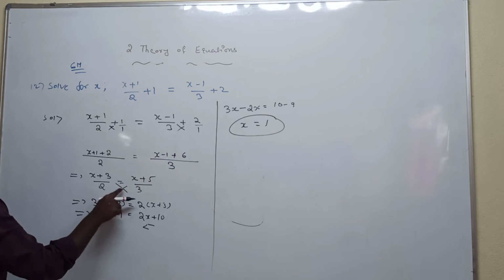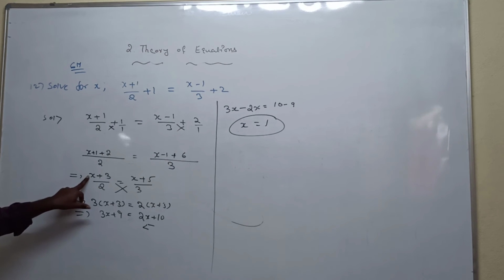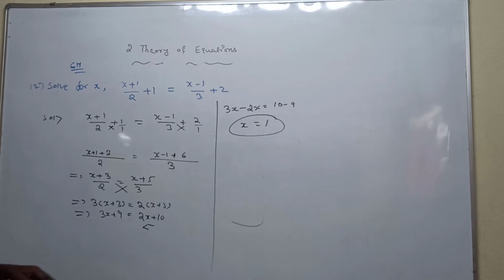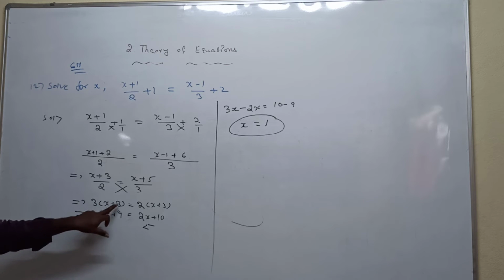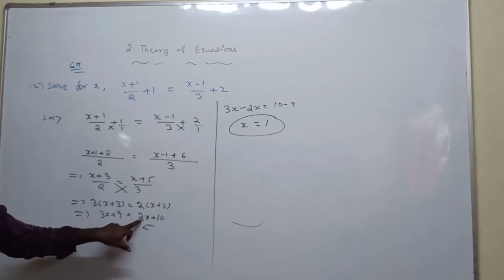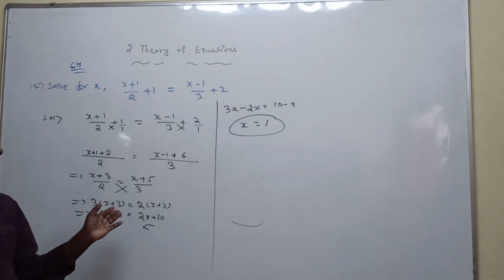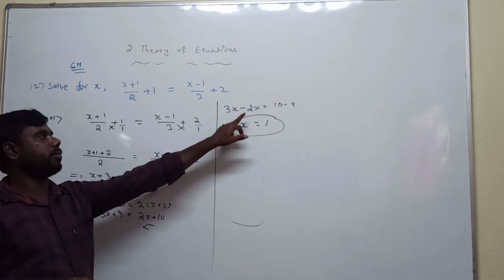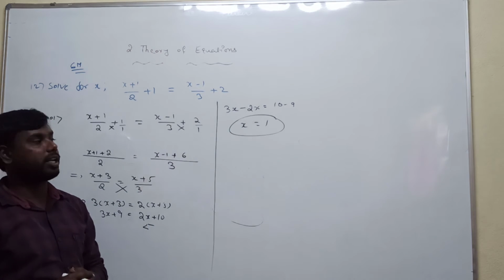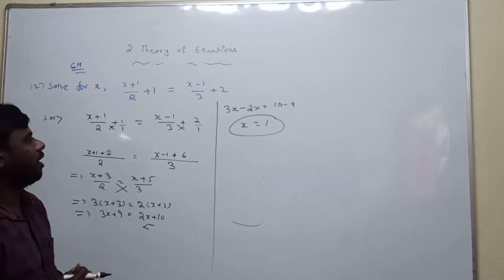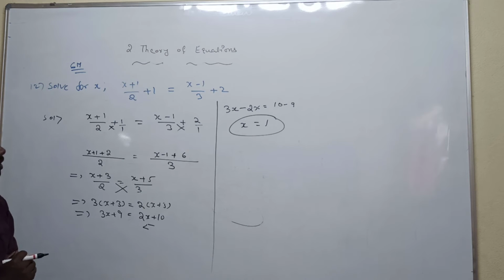After that, cross multiplication: 3 into x plus 3 is equal to 2 into x plus 5. Multiply each term with 3: 3x is 3x, plus 3 threes are 9, is equal to 2 into x is 2x, plus 2 into 5 is 10. Take x to one side and constants to the right hand side. Plus 3x minus 2x is plus x. 10 minus 9 is equal to 1. Finally we got the answer. You understood? Is it clear? The next question.